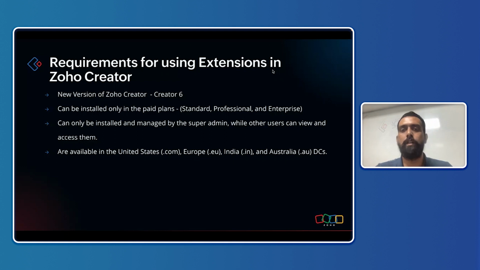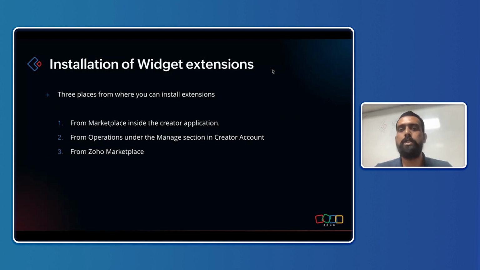And then we have the installation of widget extensions. With the installation of widget extensions, you have three places where you can go ahead and get into Zoho Marketplace and install the widget extension that you are looking for your requirement, right? The first place being you can access the Zoho Marketplace inside the Creator application itself. And then you have the Zoho Marketplace inside the operations section. Inside the manage section, we have operations. Inside the operations, we have the marketplace as well. And then we also have a Zoho Marketplace URL where you will have the widget extensions and the custom apps of all the products from the Zoho suite. Now let's look at it one by one.